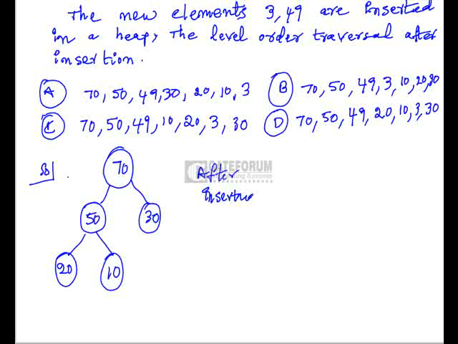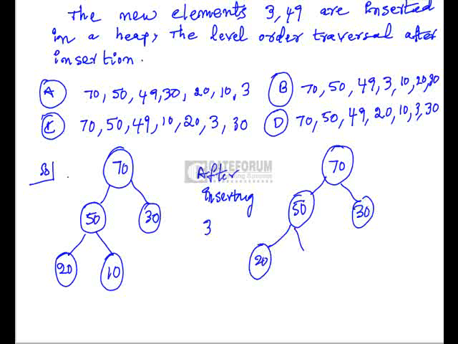After inserting 3, the element 3. So it can be 70, again 50, again 30, again 20, again 10. This is the present situation. We have to insert 3 for this. 3 we can insert on the left side of 30, because in order to complete this level we need to insert here. But the condition is the child should be less than the parent.